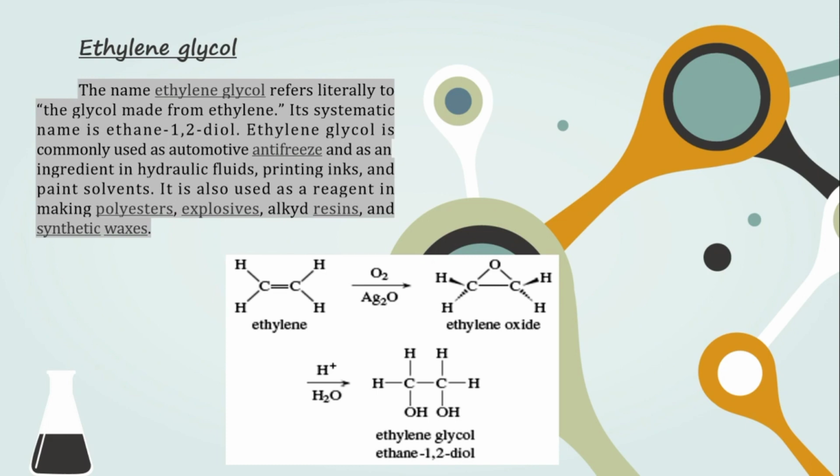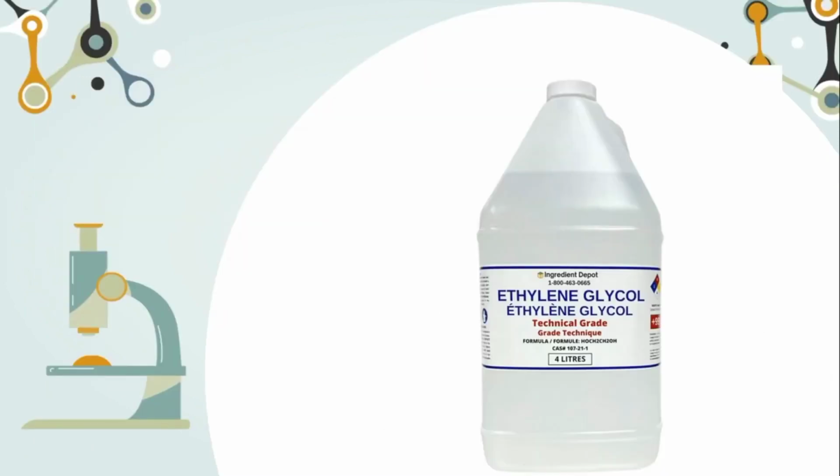So, ethylene glycol is used for automotive antifreeze. When we say automotive, it is related to or concerned with motor vehicles. We found this alcohol also in inks like printing inks, and we also use it as a painting solvent. The picture below is the chemical reaction of ethylene glycol, which has ethylene, ethylene oxide, and ethylene glycol or ethane 1,2-diol. So this picture is an example of ethylene glycol.